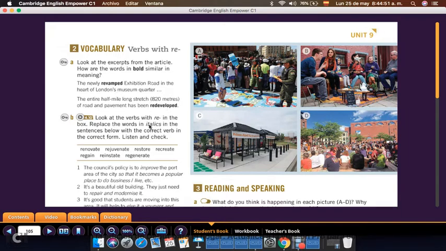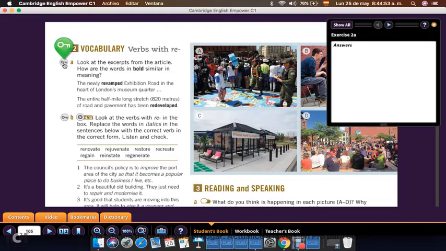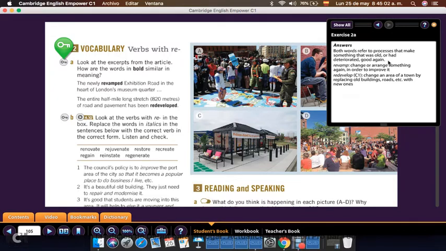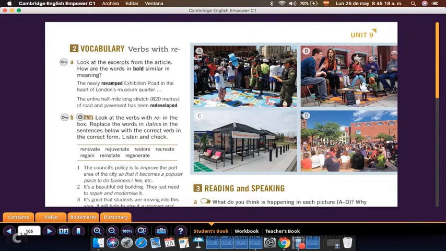Okay, well, both words refer to processes that make something that was old or had deteriorated good again. Revamp is to change or arrange something again in order to improve it. Redevelop is to change an area of a town by replacing old buildings and roads with new ones. Okay, that's the difference. Now look at the verbs with re in the box.